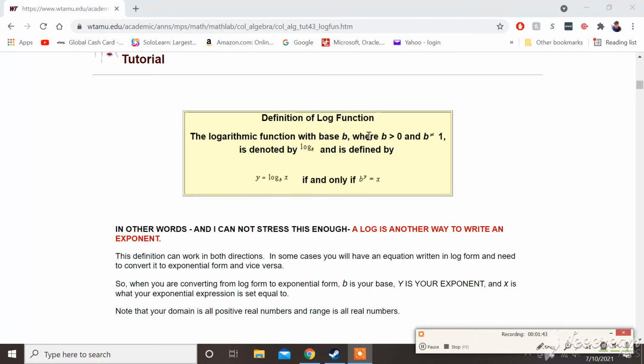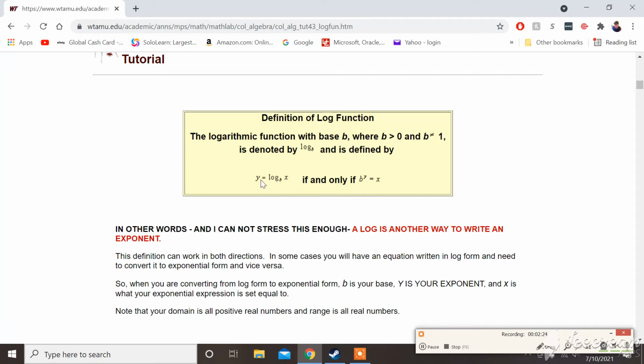Base b, where b has to be bigger than 0, and b cannot be 1. So it's a function with base b, greater than 0, and it can't be 1. It's denoted by log base b. When it's under, that means it's like a base. I think a base can also be on the side, and it could be a big number, but for now, just say log b, and is defined by y equals log b x.